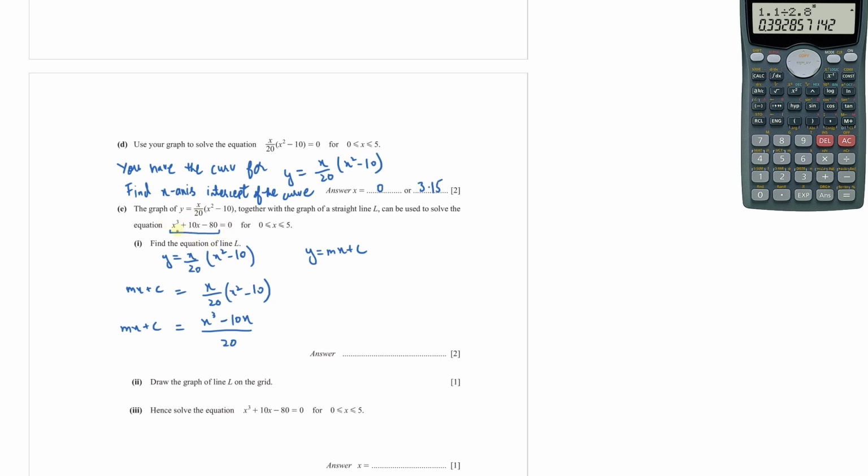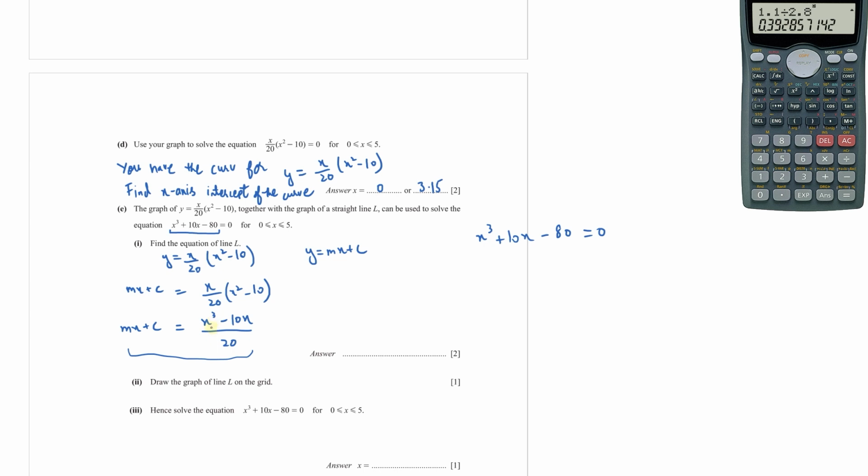So what we can do is start from this equation and break it down into this form, where I split this into the equation of the curve and the equation of line L, and then see what we get for the equation of the line L. So let me show you what I mean here. I have this equation x cubed plus 10x minus 80 equals 0. Now I'm trying to get this equation into this form. That means I'm trying to separate the equation of this curve on one side.